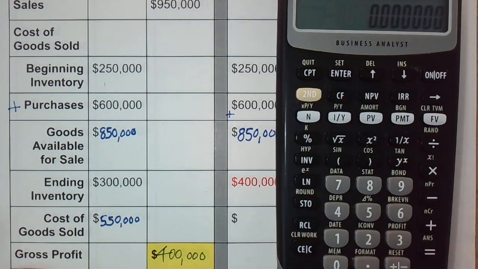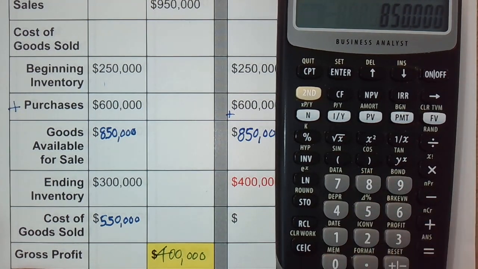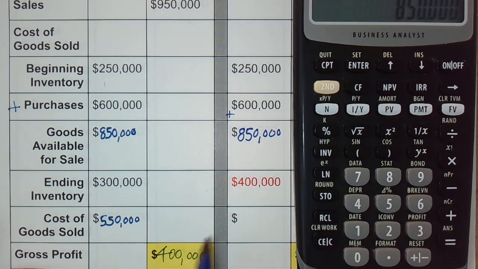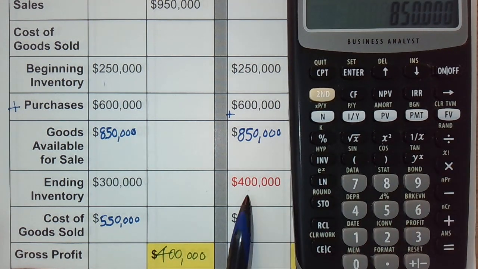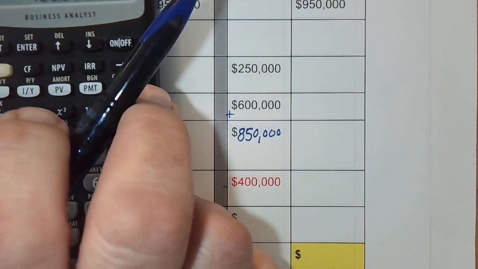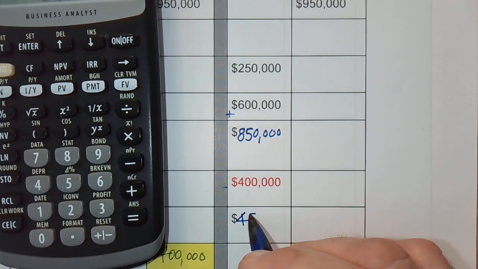So I'm going to go ahead and put that in my calculator: the 850,000 is our goods available for sale. But our ending inventory, which we know from a bird's eye point of view, from an educational point of view, is incorrect. But at the time, they don't know it's incorrect, because they would have corrected it. They just presume that it's correct. So we're going to take that amount and subtract it from our goods available for sale, and that will give us our cost of goods sold. So we subtract that and it gives us a cost of goods sold of 450,000.